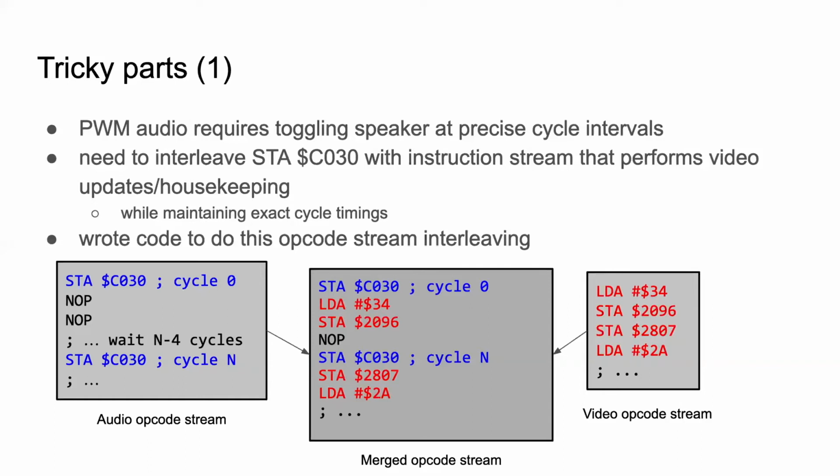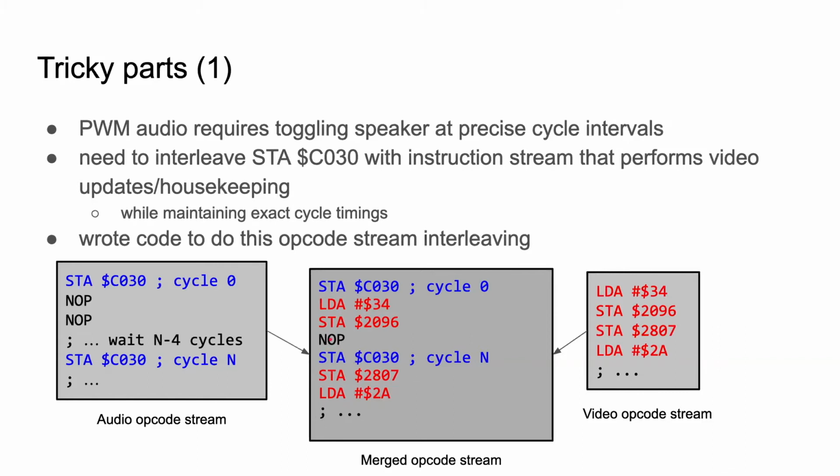Some of the tricky parts are to do with handling audio. As I mentioned, this requires toggling the speaker at exact cycle counts. So in other words, to produce the video stream, we need to interleave some code that looks like this, where we have some speaker access and then some delay and then a speaker access again on a very particular cycle number. And on the video side, we have some loads and stores and we want to interleave these, something like this, where we try and fill as much as possible of the gaps in between these fixed cycle numbers and sometimes have to include some padding when they don't fit.